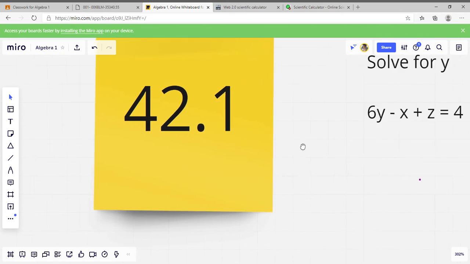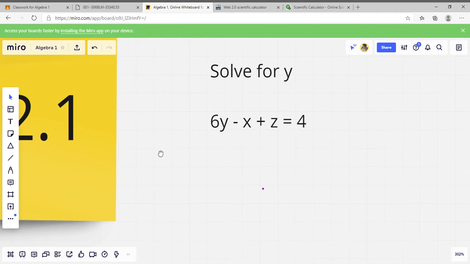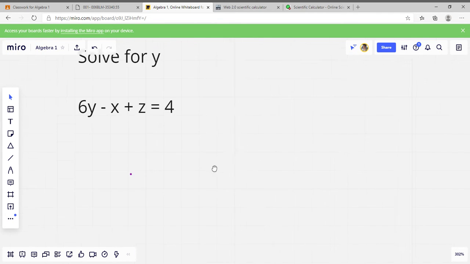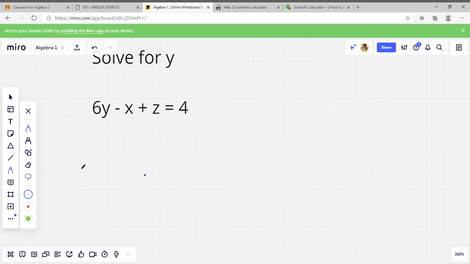Alright, so we're going to start with 42.1, and in this one it asks us to solve for y. That means we have to get y by itself on one side of the equal sign. So to do that, we're going to start by getting rid of all this stuff that's on this side of the equal sign with y. So first we'll get rid of this x. That's minus x, so we're going to do plus x. And we cannot add the x to the 4 because they're not like terms, so we're just going to write it over here to the side.